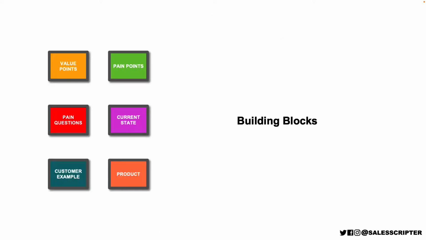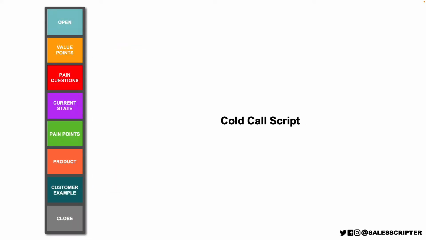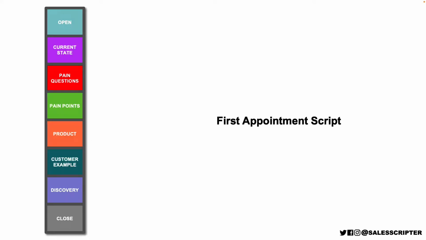Now, once you go through all of those steps and have all of those groupings of bullet points, you can put all those together to create what we would refer to as building blocks. So you have a value points building block, a pain points building block, a pain questions building block, and so on. And once you have those building blocks, it's really easy to create a cold call script because you can just stack those blocks together as a way to structure the different things you talk about. And you could also use those building blocks for a first appointment script where you might start out with your current state questions and maybe then lead to some pain questions and ultimately lead to talking more about the product that you have to sell.